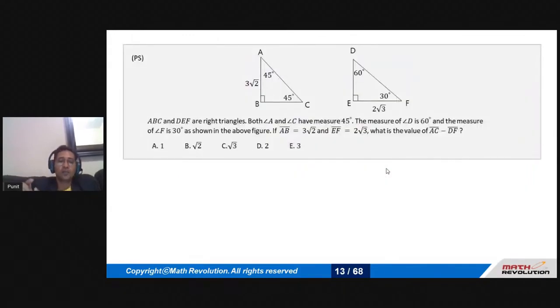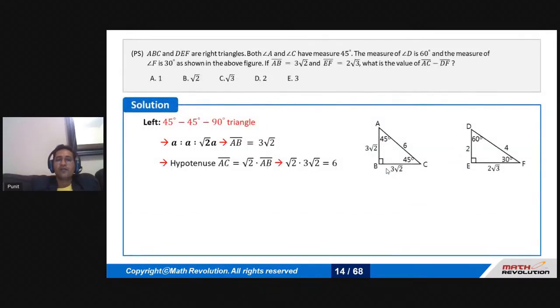Let's apply this to one of the PS questions. Now this was the example directly based on the special triangles. Now let's apply it on the PS question. ABC and DEF are right triangles. Both A and C have measures of 45 degrees, so that makes it 45, 45, 90. The measure of angle D is 60 and the measure of angle F is 30 degrees, so that makes it 30, 60, 90. If AB is 3 root 2 and EF is 2 root 3, what is the value of AC minus DF? So we have to find the difference between the hypotenuses. We'll deal with it using the 45, 45, 90 and 30, 60, 90 side ratio rules.